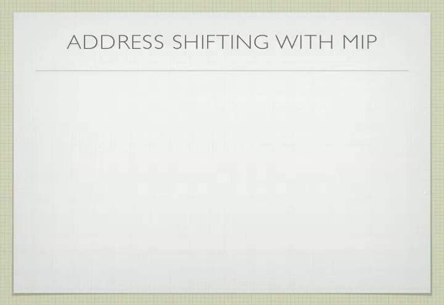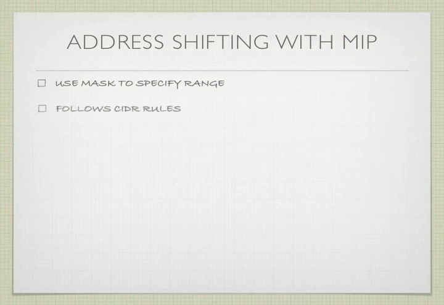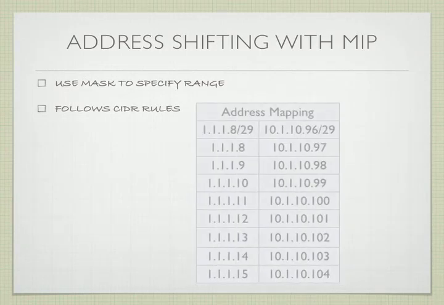Okay, we mentioned that you can shift a whole bunch of addresses at the same time using the MIP command. To do this, we will use the network mask, as I mentioned earlier, to specify the range. So this will all follow the standard CIDR rules for network masks. For example, if you have 1.1.1.8/29 as your assigned range, this is how that translation table will play out in a 10.1.10.96 scenario.